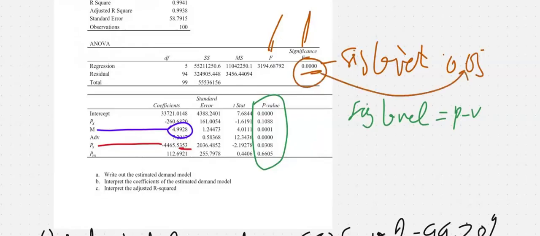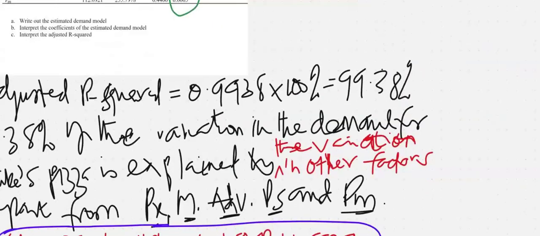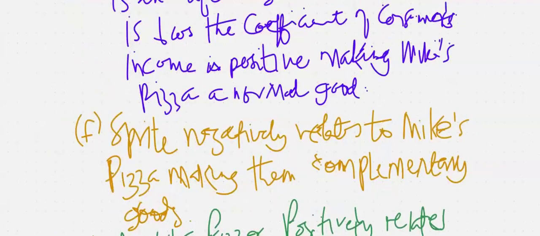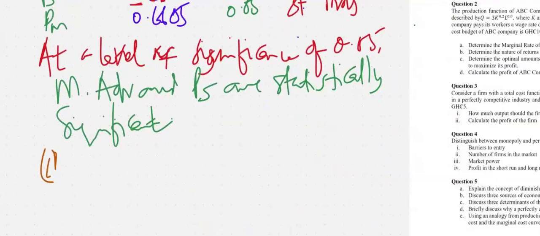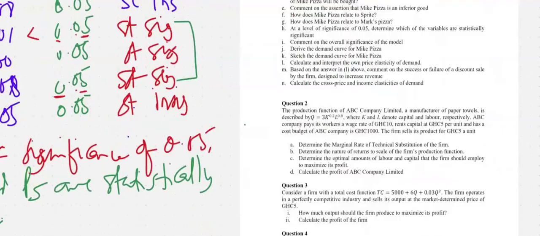The same rule: the significance F is the probability value for the F. If it is less than the significance level of 0.05, then we say that the overall model is statistically significant. However, if it is greater, then we'll say the overall model is statistically insignificant. Okay, so let's get it done. The value is 0 point and then 4 decimal places of 4 zeros. So the question says, I, comment on the overall significance of the model.